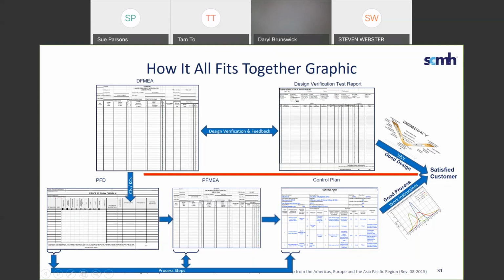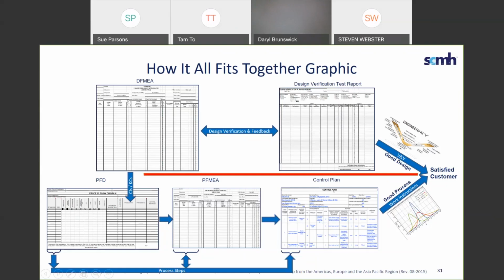But these tools also communicate with the DFMEA directly. The DFMEA communicates the KCs and critical items to the process flow diagram, which then pushes the scope of the process flow, which feeds into the PFMEA, and ultimately the PFMEA feeds into the control plan, which defines all the controls, and we're going to be having a webinar on that.